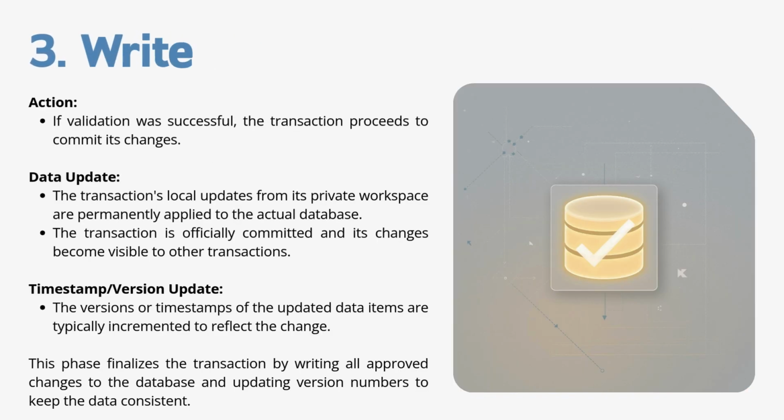Next, we'll take a look at the write phase. In the write phase, if validation is successful, the changes made in the private workspace are committed to the actual database. The version number or timestamp is updated so that future transactions know this data has changed. This phase finalizes the transaction and makes the update visible to others.